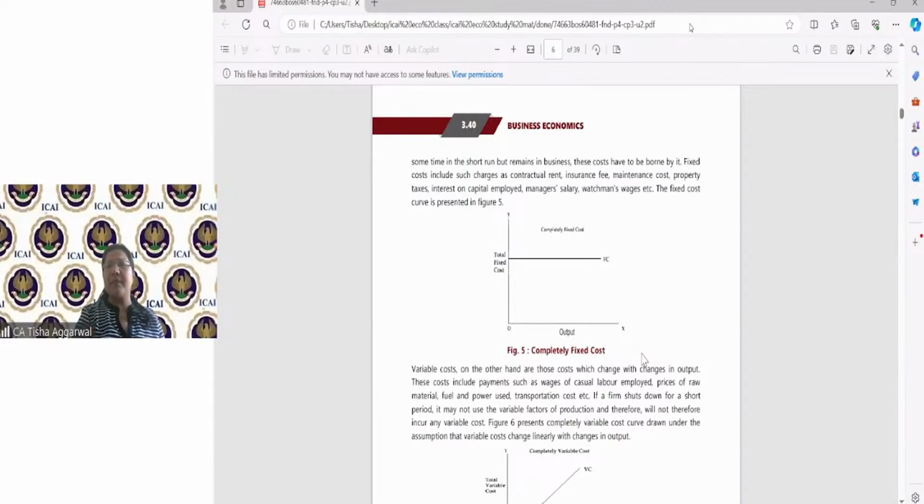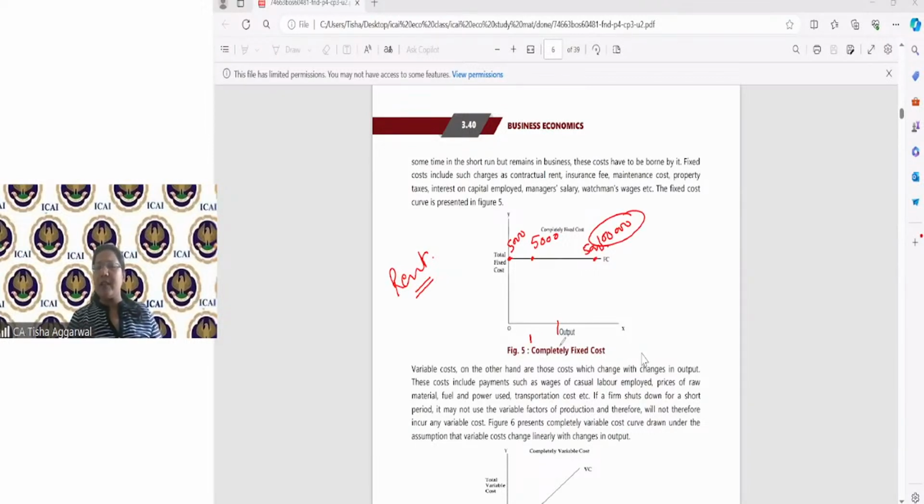The best example while I explain the fixed cost is the rent. If I have one student, I have to pay 5,000 as rent. If I have zero students, no student in the class, still I have to pay 5,000 rent. If there are 1 lakh students virtually available in the class, still I have to pay 5,000 rent.